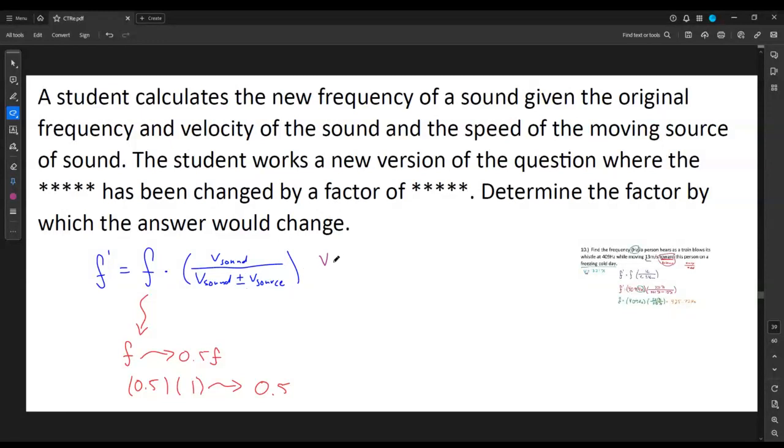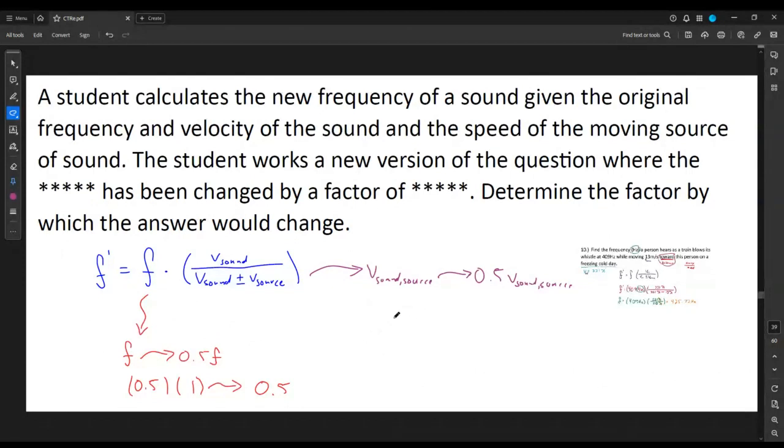But if I change the velocity, let me move this over a little bit. If I change the velocity of the sound and the source, sorry, my pen's acting up today, by, again, let's use 1/2 because that's what I keep using. So 0.5 times whatever it used to be, then what's going to happen?